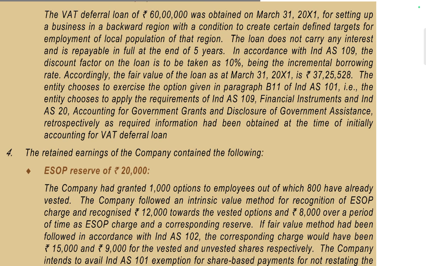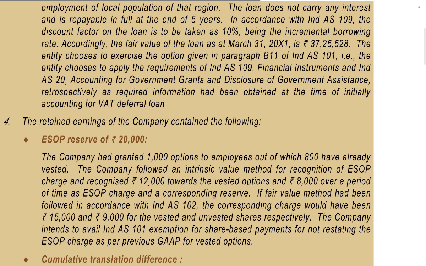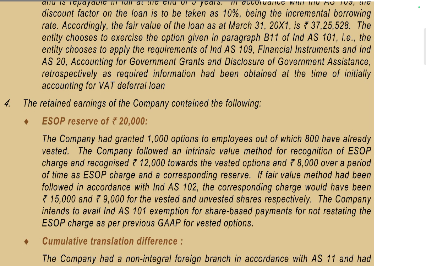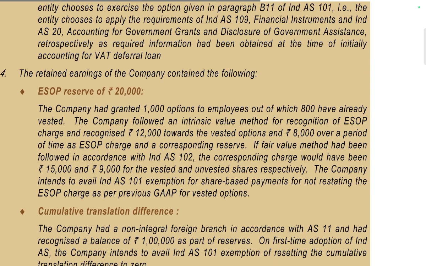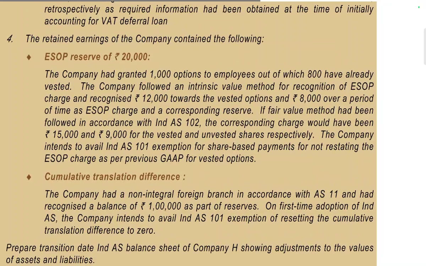According to Ind AS, the discount factor of the loan is 10%, being the incremental borrowing rate. However, the fair value of the loan is 37 lakhs 20,528, and the entity chose the exemption given in paragraph B11 of Ind AS 101, that is, the entity chose to apply the requirements of Ind AS 109 Financial Instruments and Ind AS 20 Accounting for Government Grants and Disclosure of Government Assistance retrospectively, as required, and is obligated to initiate accounting of the VAT deferred loan.